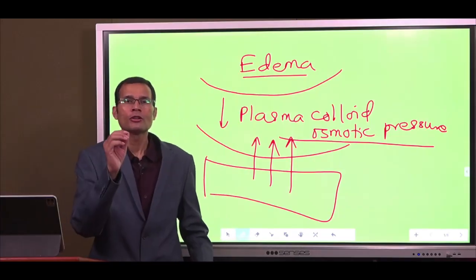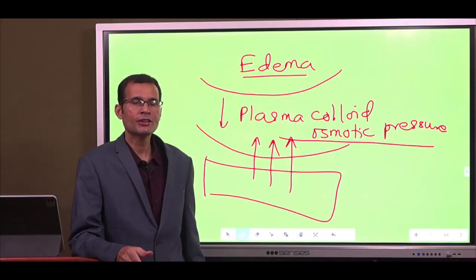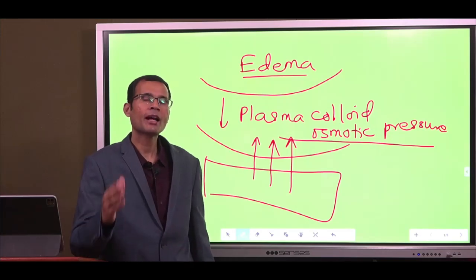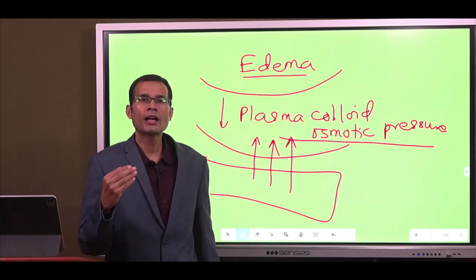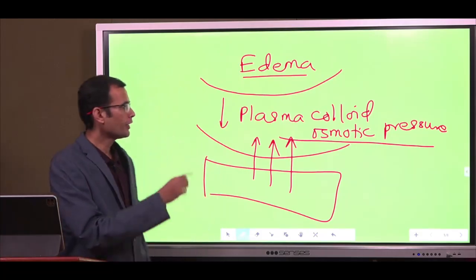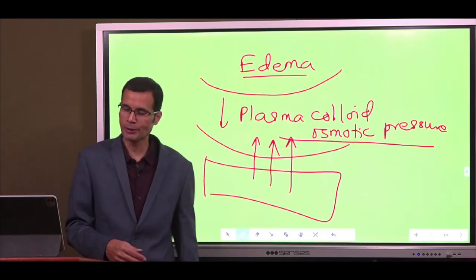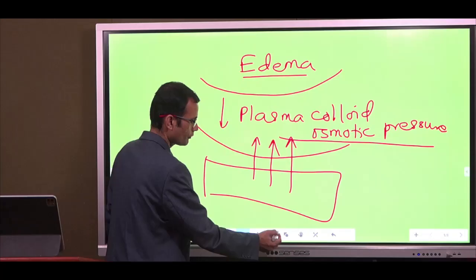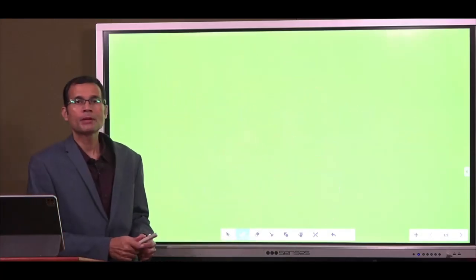So therefore, the thing that you should remember at this stage is that liver diseases and kidney diseases are responsible for appearance of edema because of decrease in the plasma colloid osmotic pressure, and that's because of decreased plasma proteins.